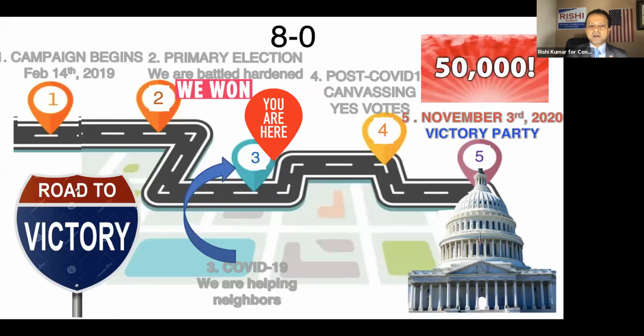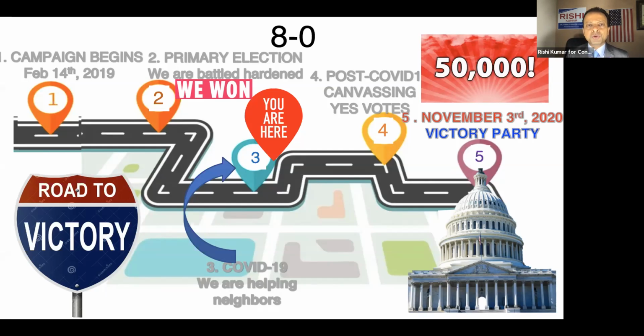And so this is where we are with the coronavirus. We are helping neighbors. We actually stopped our campaign. That's what good politicians would do. Your purpose is to help people. And sometimes our elected leaders forget that. We have so many career politicians in the United States who have no clue of what the real world is about. We stopped our campaign and we engaged with the people.